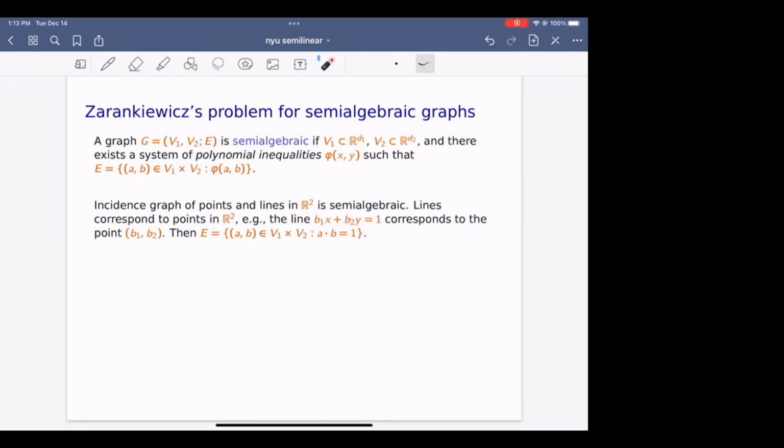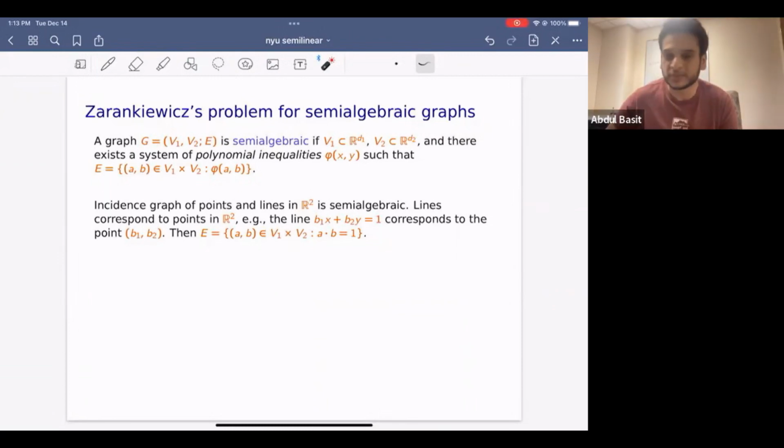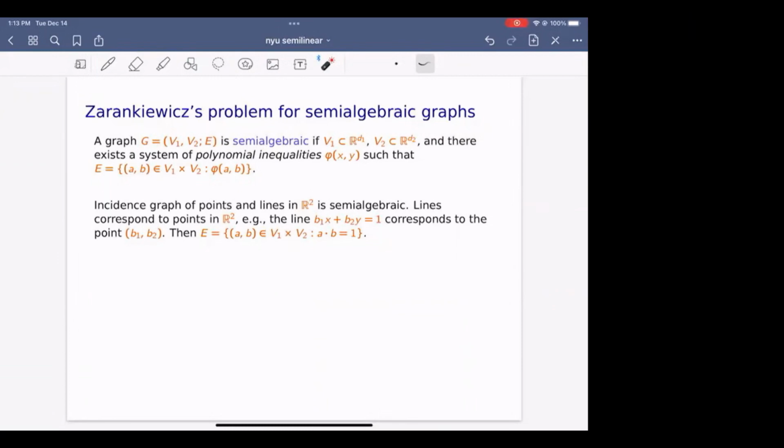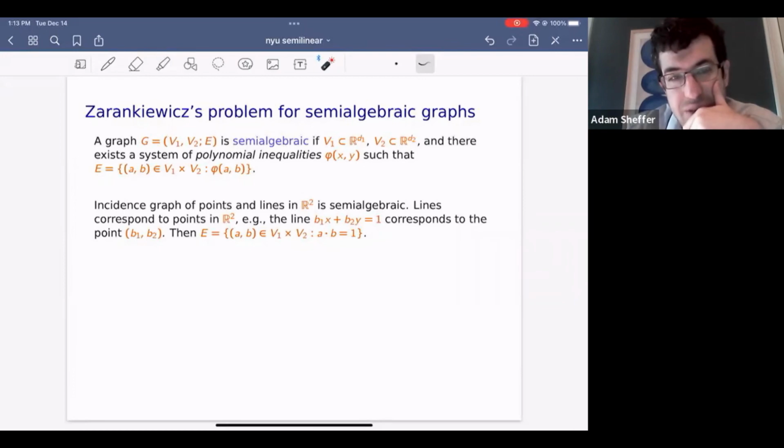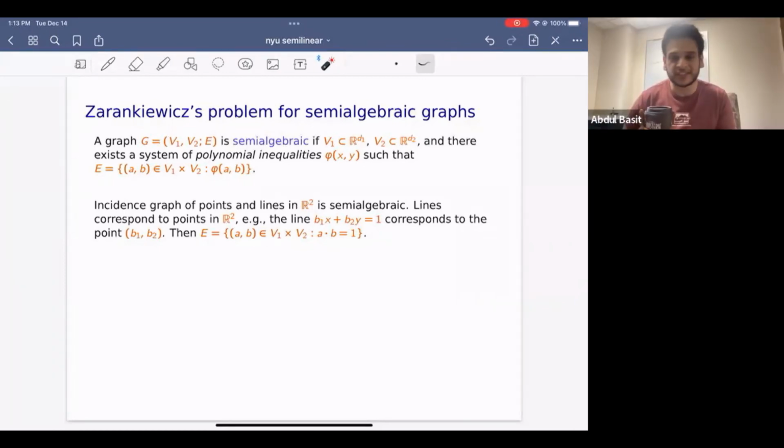Can I ask a question? Yes. It seems to me that, after all, every graph is semi-algebraic by your definition. So it's only meaningful to define a family of graphs, because you want your polynomial inequalities to be fixed. If you give me a graph, then I can find D1 and D2 and polynomial inequalities that satisfy it. Yeah, in the theorem we say that things are bounded by some constant. Yes, the complexity of the description has to be bounded.